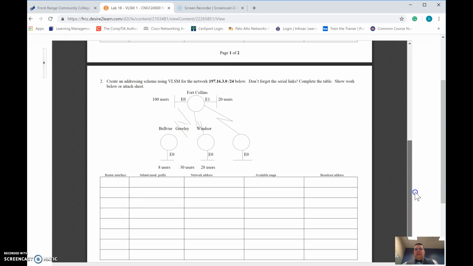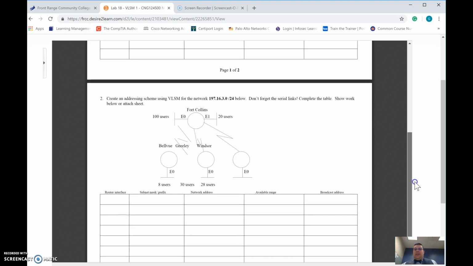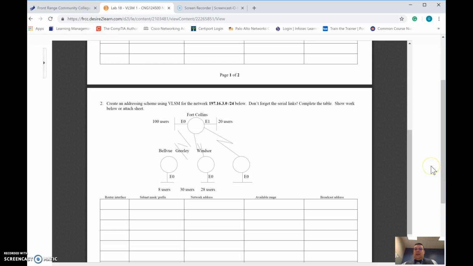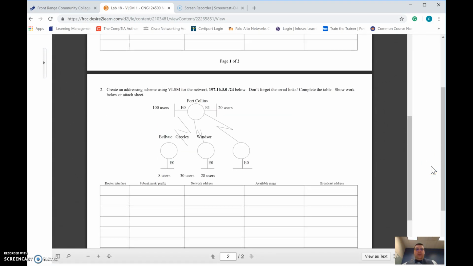Once again, I don't know why the lines get all crazy when I upload it to D2L, but they do. I don't know what the reason is for that. I think it's the viewer in D2L. It just does something to the file itself.